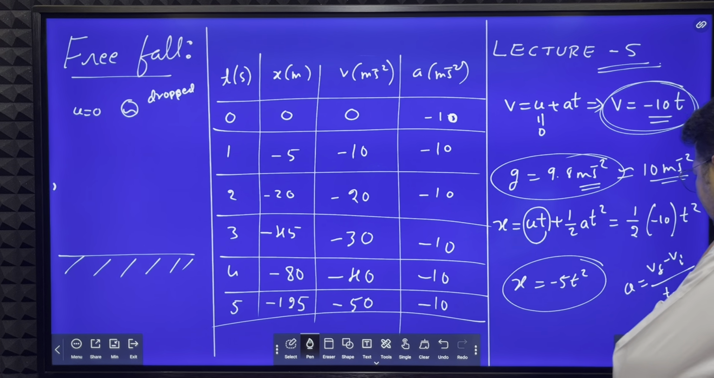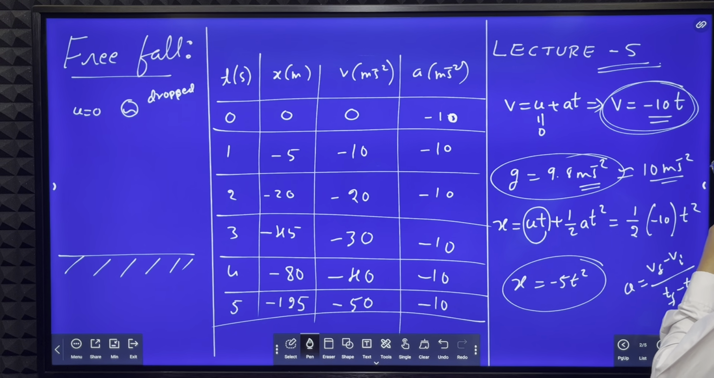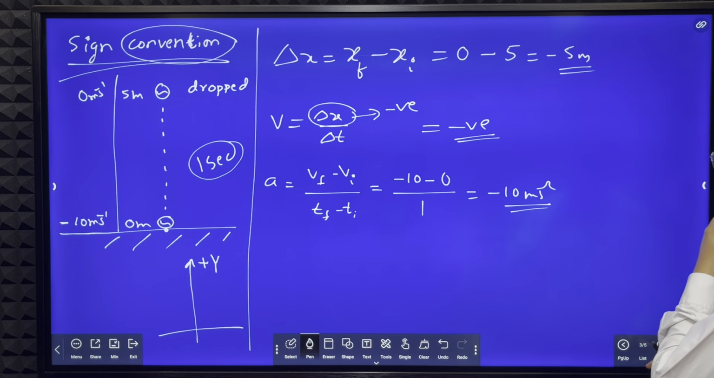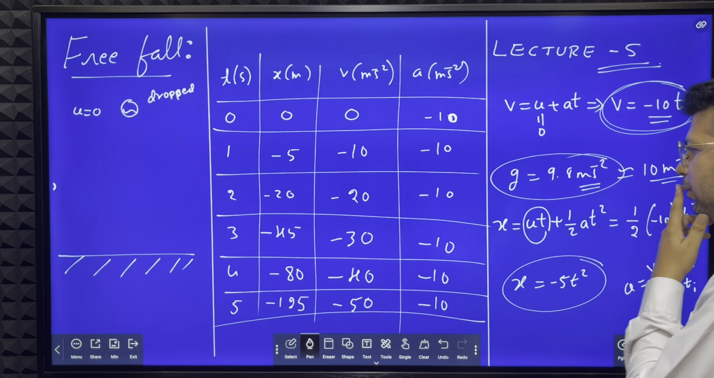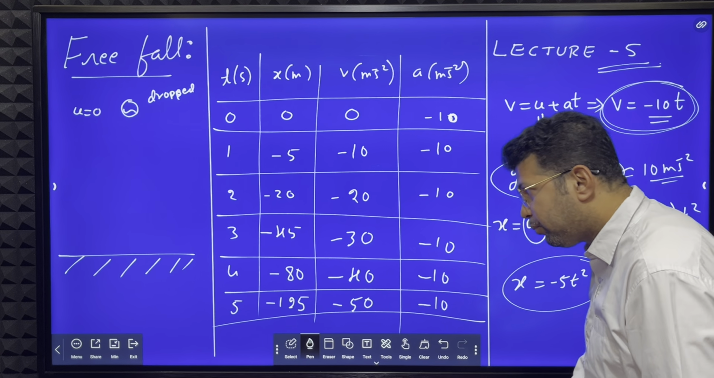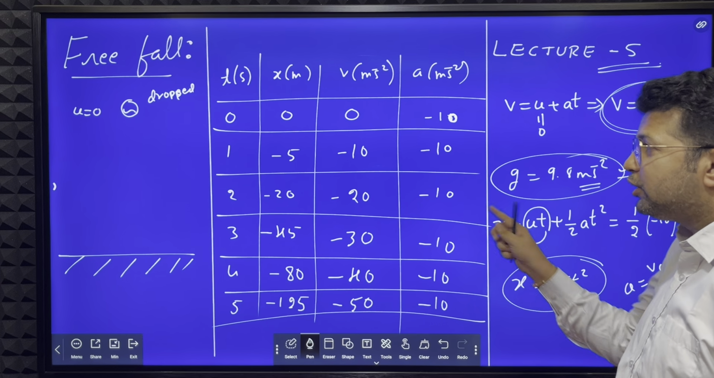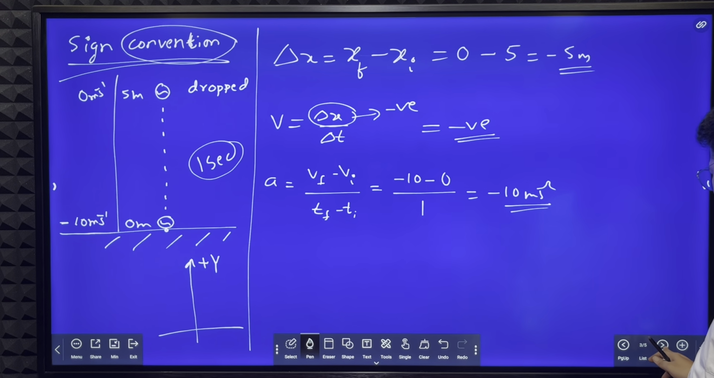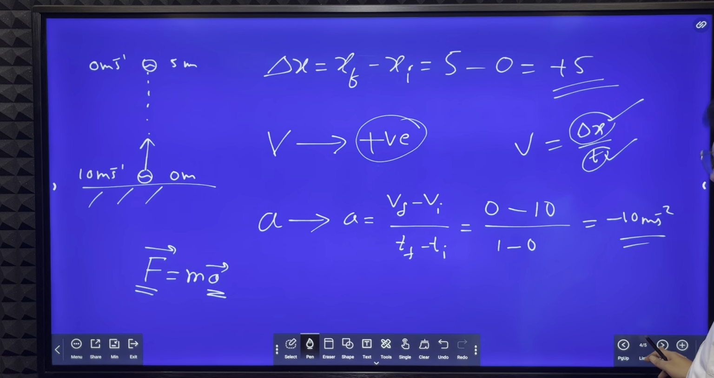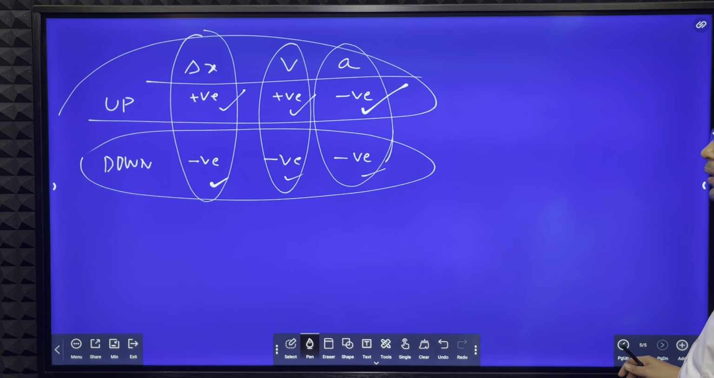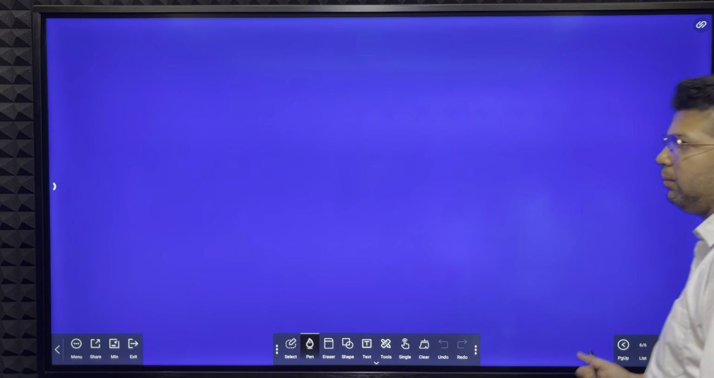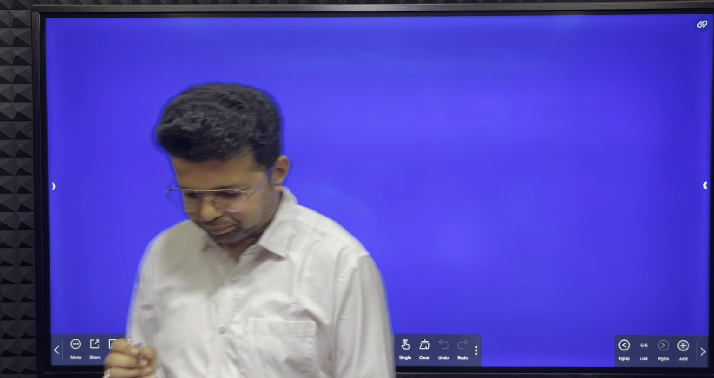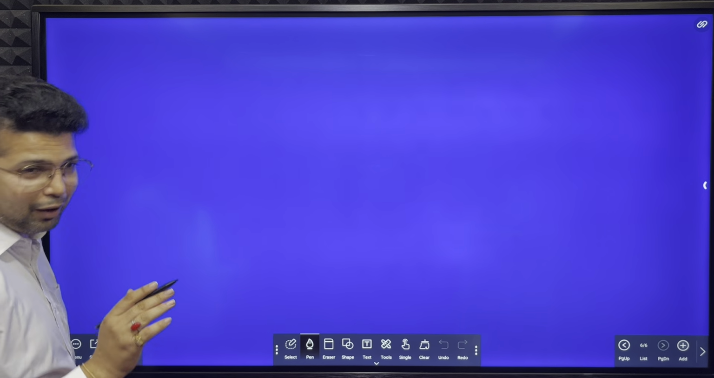Based on this, we will solve one simple problem. In the next class, we are going to discuss this table once again. Now we will solve one problem. I'll write a problem for you. Very, very simple. Write along with me.